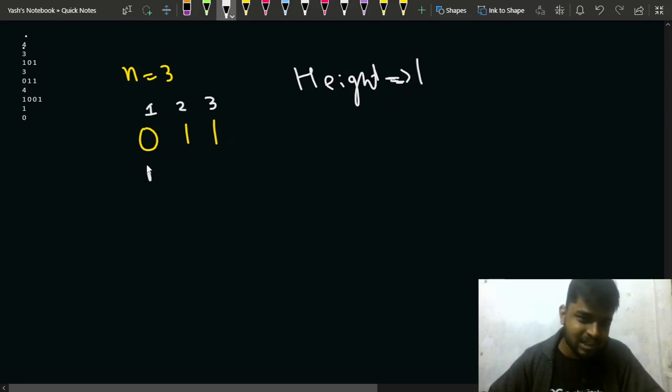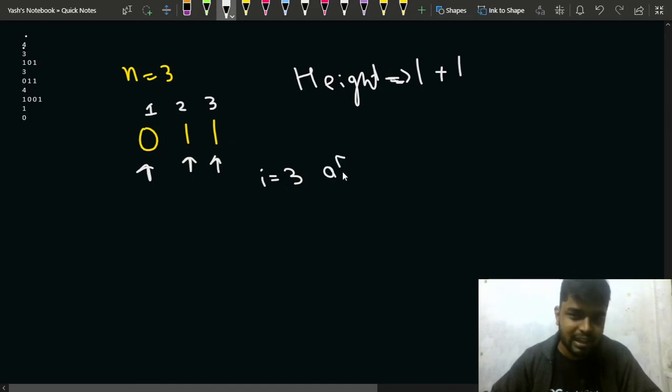I check on the first day and I can see it is not watered, so my height does not increase. After that, I go to the second day and I see that it is watered, so my height increases by 1. Then I go to the third day and I see that on i equal to 3 it is watered. On this third day, ai is equal to 1.